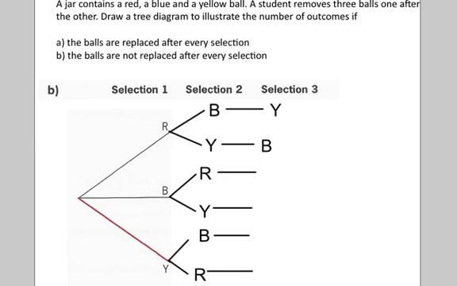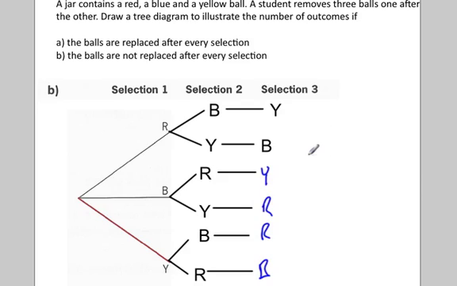And if we select blue first, red second, then we can only select yellow. If we select blue, yellow, then we can only select red. If we select yellow, blue, then on our third, we can only select red. And if we select yellow, red, we can only select blue. So now, on our third selection, you can see that there's a total of 6 outcomes.